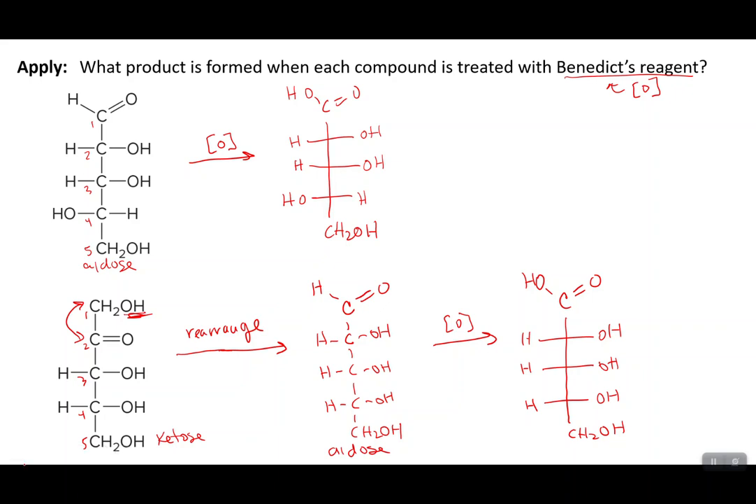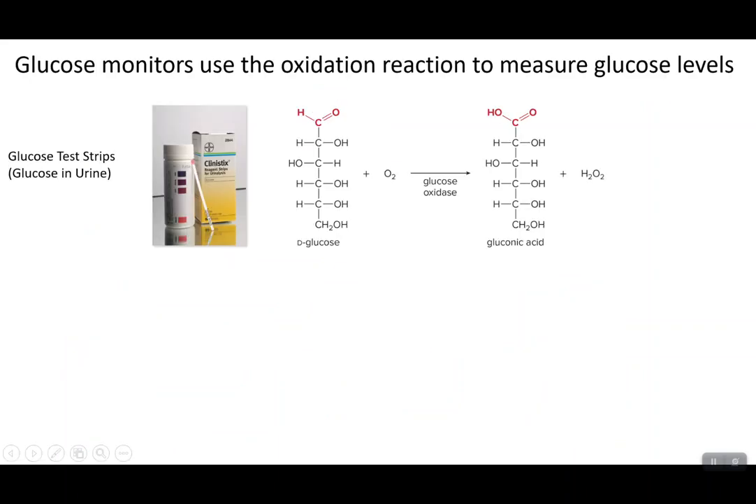Okay, so why are these reactions important? Well, we've actually been able to use these oxidation reactions in order to develop technologies, specifically technologies that can measure the glucose levels, and often we will see it does so indirectly, but that is a way that we can measure it. So let's look at glucose test strips.